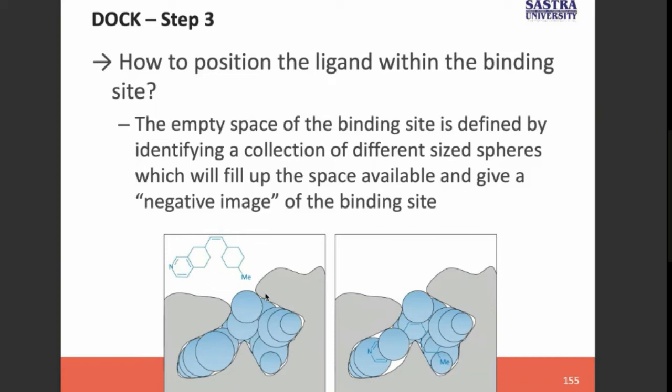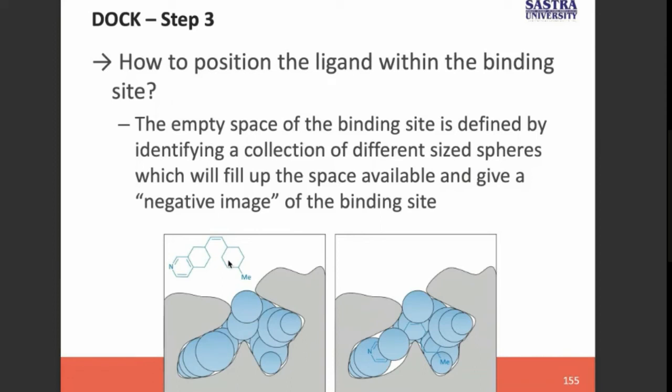Yes, sir. So now we know that wherever we have the sphere, that is the binding site. So we created some negative image. Okay, so now we can easily tell that this is the binding site. Wherever we have the sphere, that's the binding site. That is the place where the ligand molecule should be kept inside. Okay, so that is what we have to do.